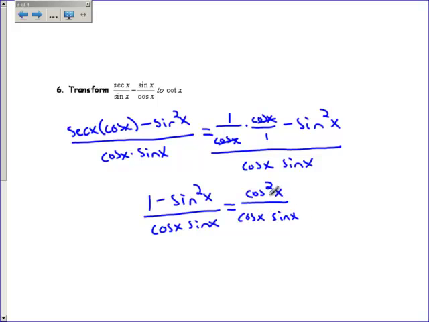Now cosine squared means cosine times cosine, so I can cancel one of those cosines with this cosine, and I get cosine over sine, which happens to be cotangent, just like a miracle.